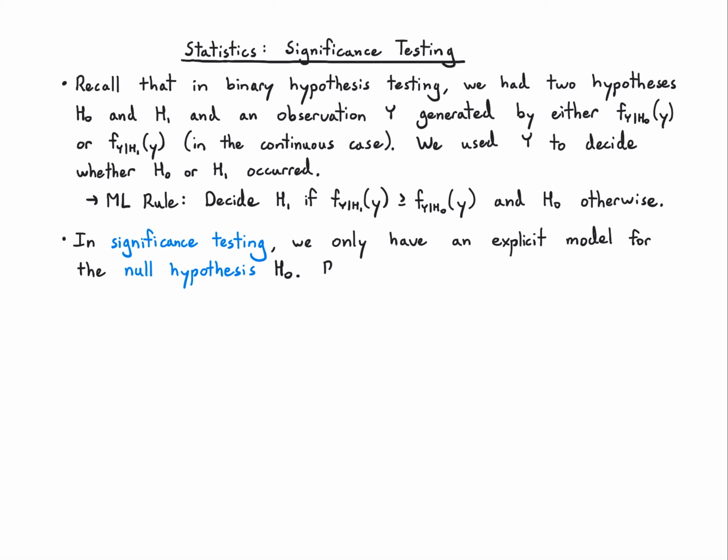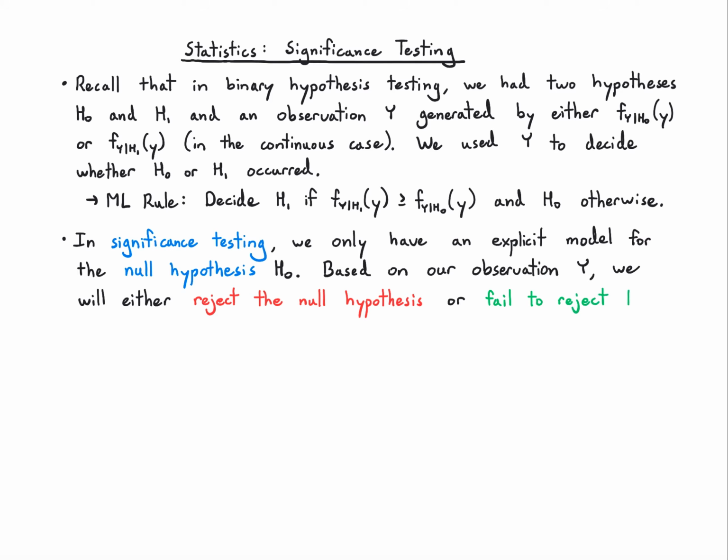So these are going to be our choices. We're going to observe y, and based on this observation, we will either reject the null hypothesis or we will fail to reject the null hypothesis. And let me just say a little bit about that language, which you will see used pretty commonly. Rejecting the null hypothesis is kind of like what we were doing in the ML rule when we decided H1, because we're not deciding H0 here, meaning that we're rejecting the null. So that kind of makes sense.